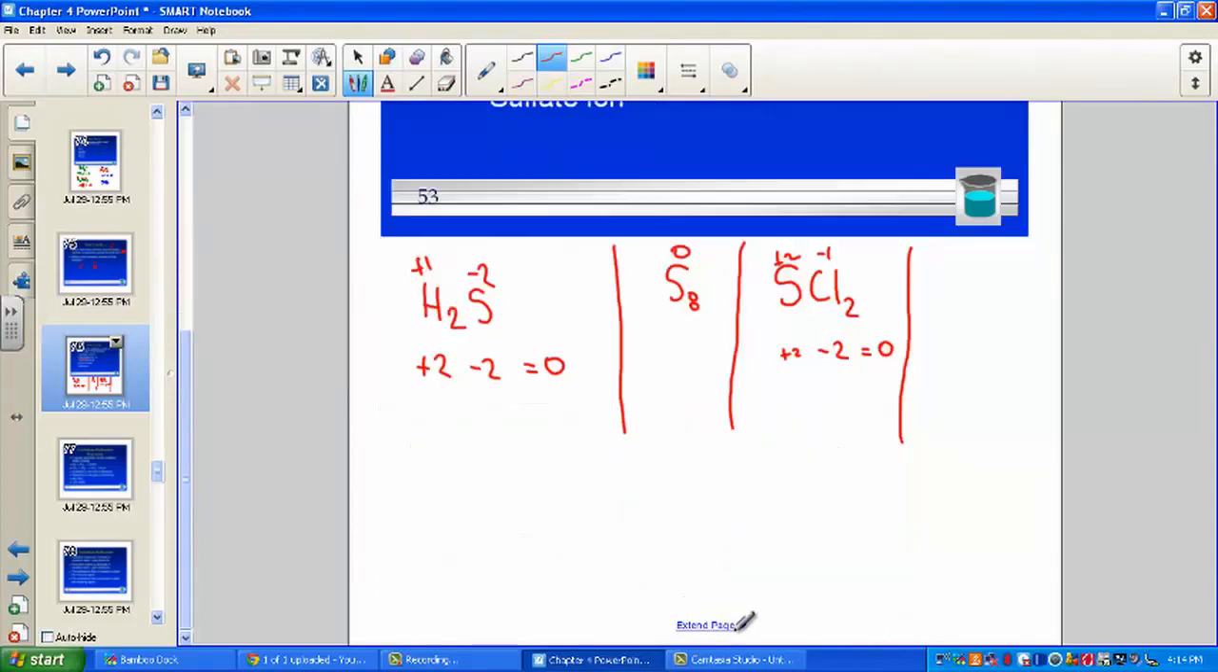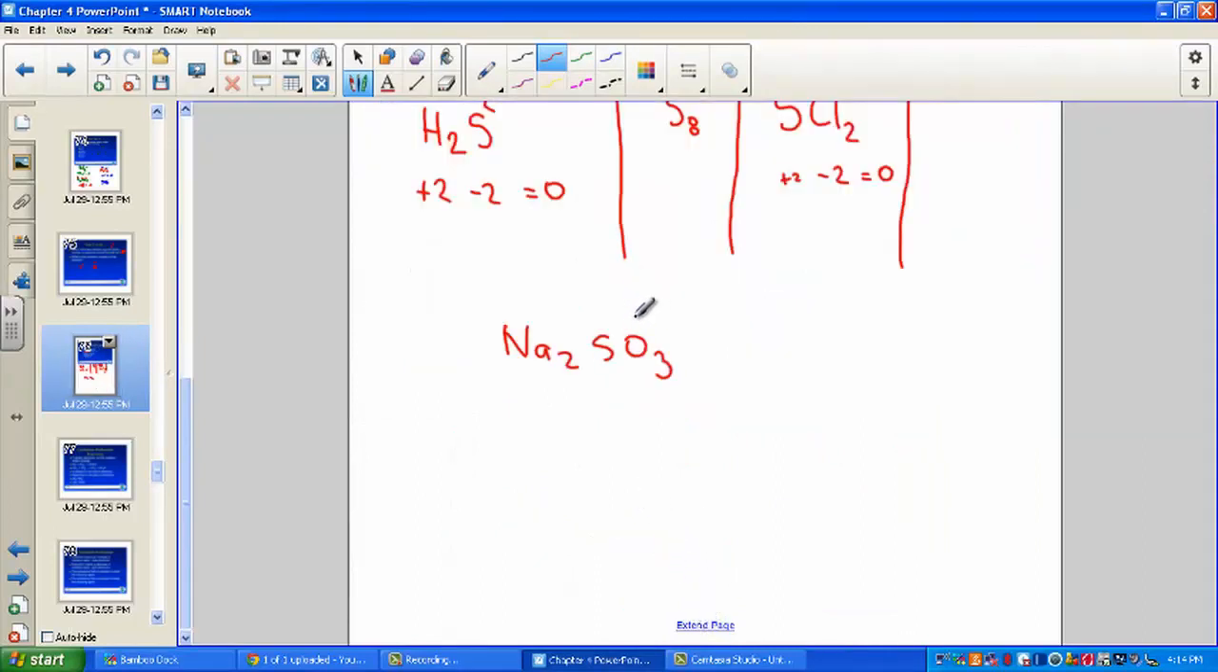Sodium sulfite, Na2SO3. Oxygen rule, -2. 3 times -2 gives me -6 overall, coming from oxygen. Sodium in the first position we know to be a +1. 2 units of that give me a +2 overall. Always leave this middle one to figure it out last. What must be in this position to land at 0? Oh yeah, it's got to be a +4. Oxidation state of sulfur here is +4.